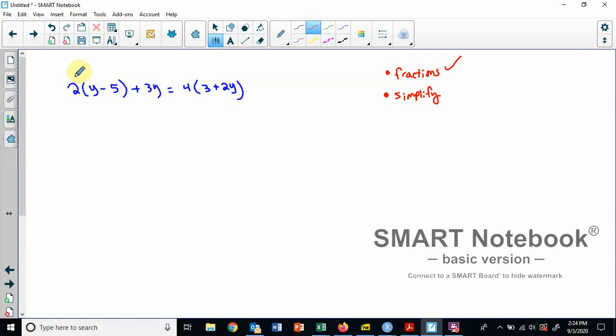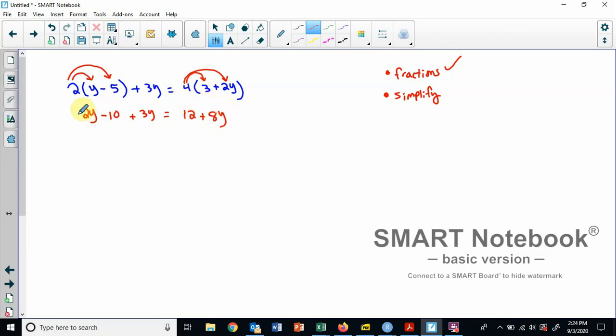So 2 can be distributed to these. See, 2 times y is 2y. And 2 times a negative 5 is a negative 10 or a minus 10. Let's bring down this 3y. Okay, and I can distribute and simplify on this other side too. 4 times 3 is 12. And 4 times 2y is positive or plus 8y. Alright, we're doing good so far?